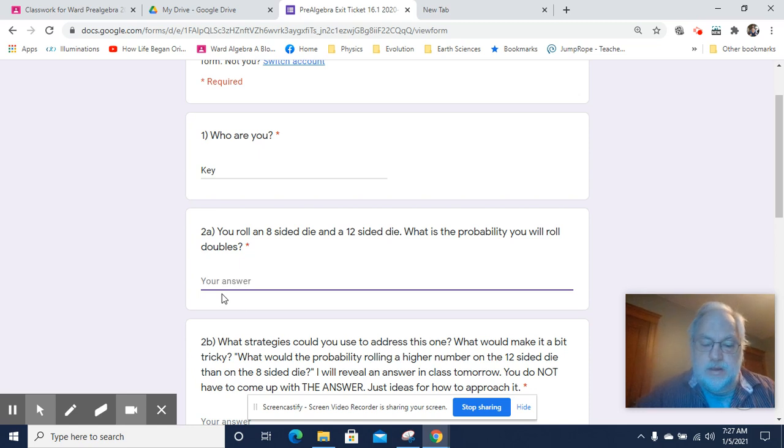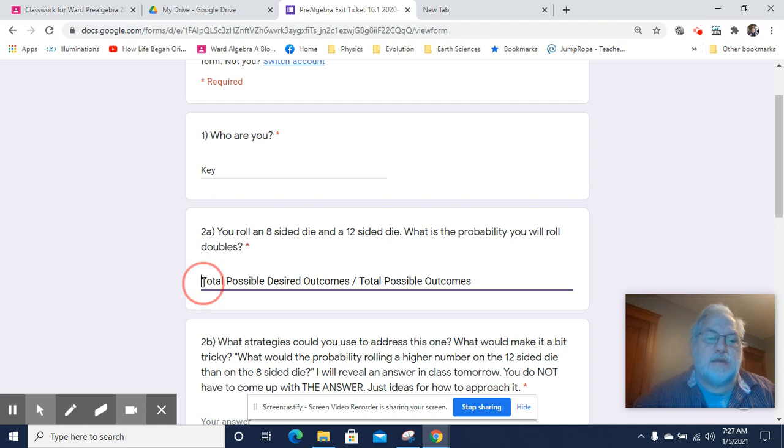Well, in all cases of probability, you've got to figure out the total possible desired outcomes, and you've got to divide that by the total possible outcomes. So you've got to figure out all of that.